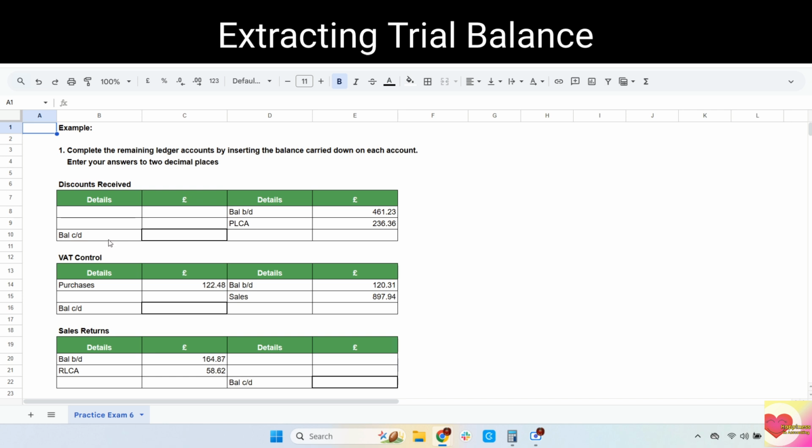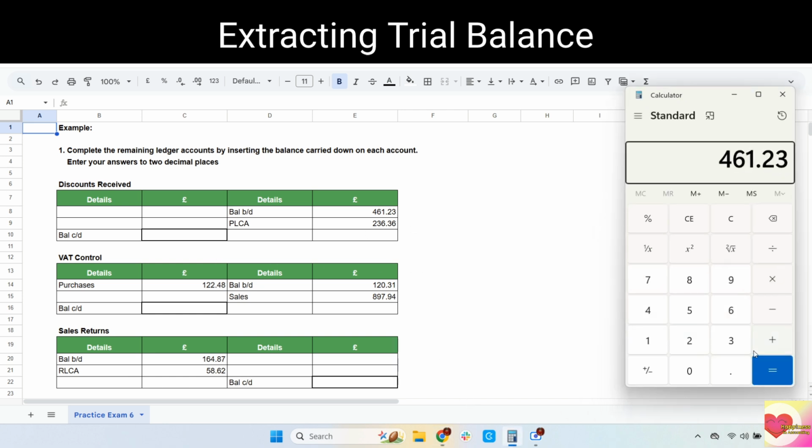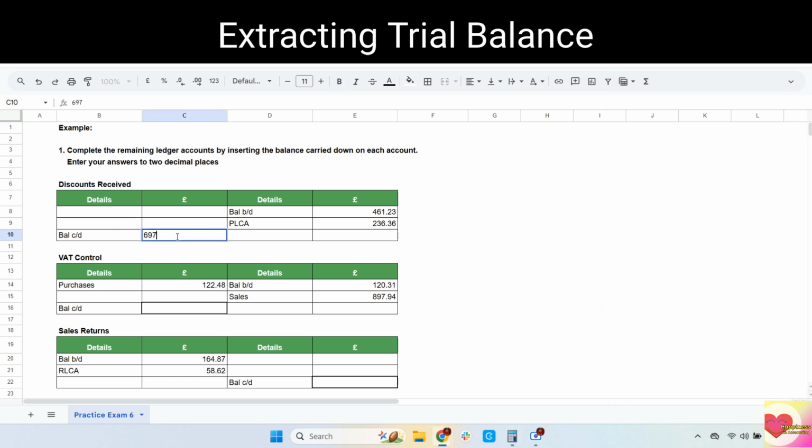In this example, we already know where to insert the balance carried down. All we have to do is calculate the amounts. First is the discounts received. The debit side has nothing in it, so we will just calculate the credit side. And we have to insert 697.59 to debit to make both the totals equal.